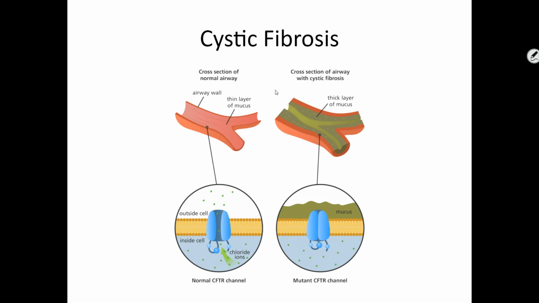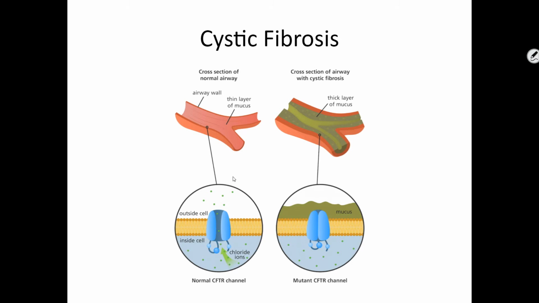Cystic fibrosis is an example of a recessive disorder. It occurs in about 1 in 2,500 births, whereas around 1 in 25 people is a carrier, so you can do some of the math there. Basically, what happens with cystic fibrosis is there is a mutation in a protein, just a couple of base pairs, a really simple sort of thing.